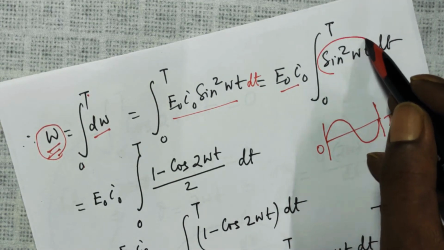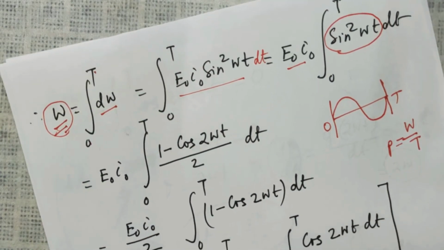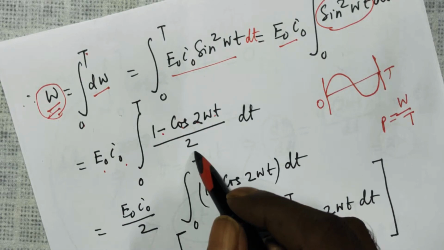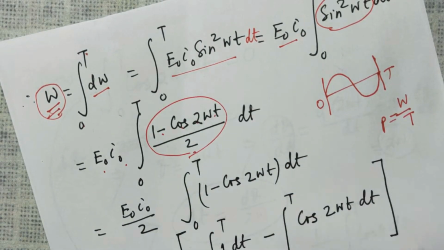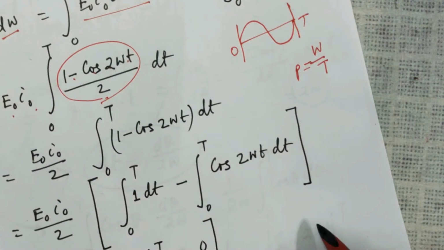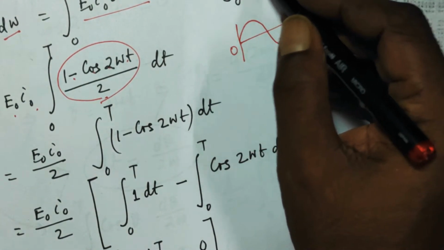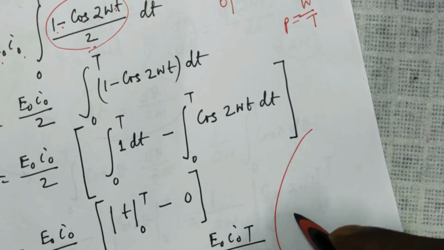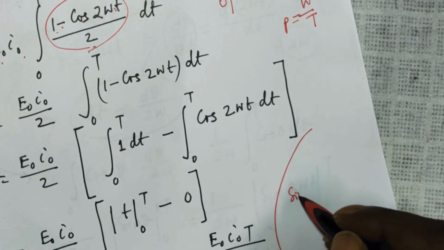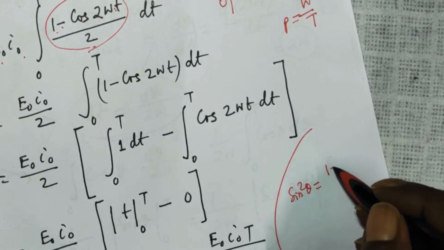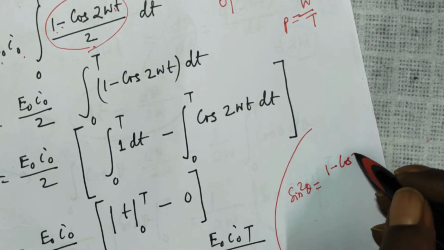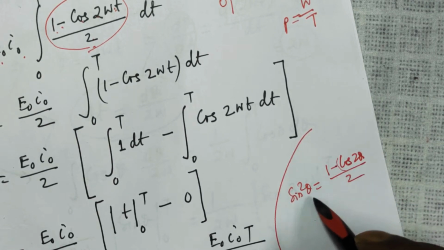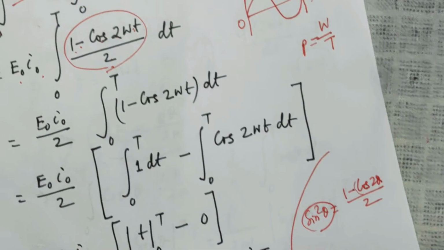Now let us change this. So, E naught I naught times 1 minus cos 2 omega t by 2. This is a simple trigonometric relation. You can say sine square theta is equal to 1 minus cos 2 theta by 2. Remember this. Sine square theta is equal to 1 minus cos 2 theta by 2. If you put the value of cos 2 theta, it will come out to be sine square theta, simple.